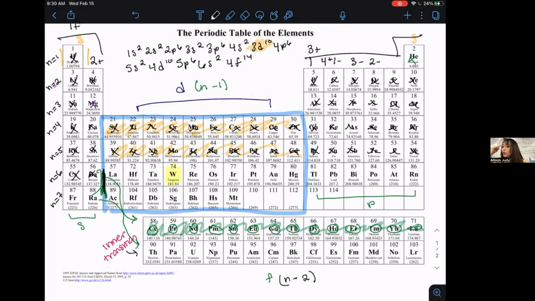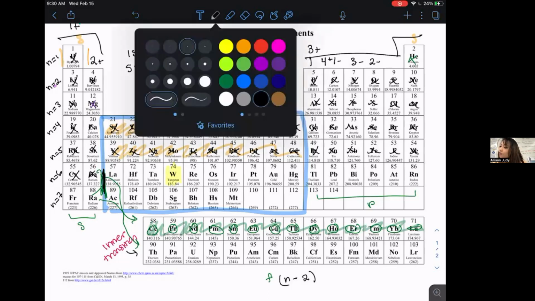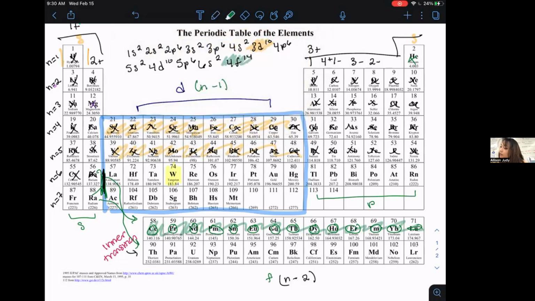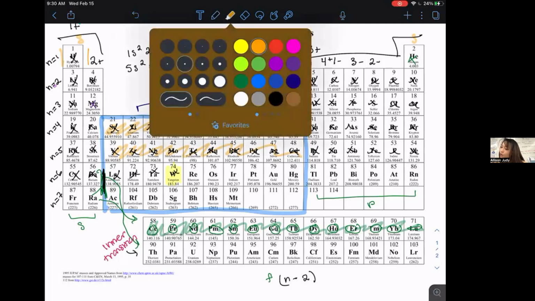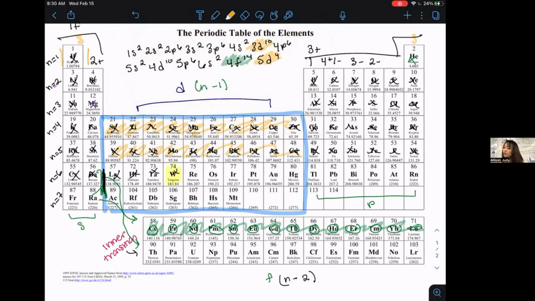So what you just need to remember is once you get to 6s, it gets funky. After 4s, it gets weird. After 6s, it gets into the super funky f zone. You go from 6s to 4f14. Then you jump back up to the d orbital. But remember, the d orbital is always 1 less than you think it is. So now it's 5d, 1, 2, 3, 4. 5d4.